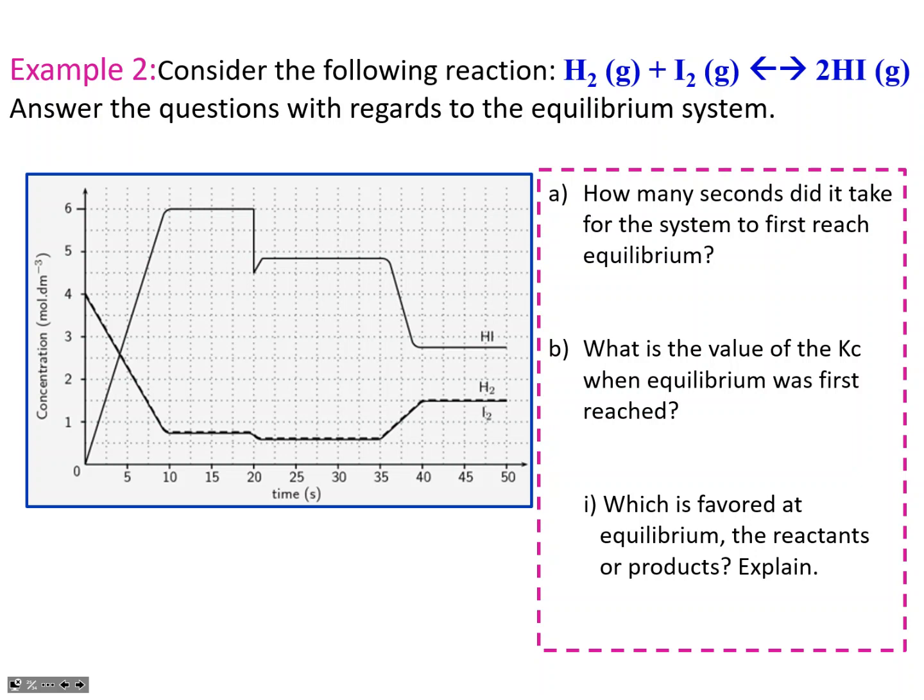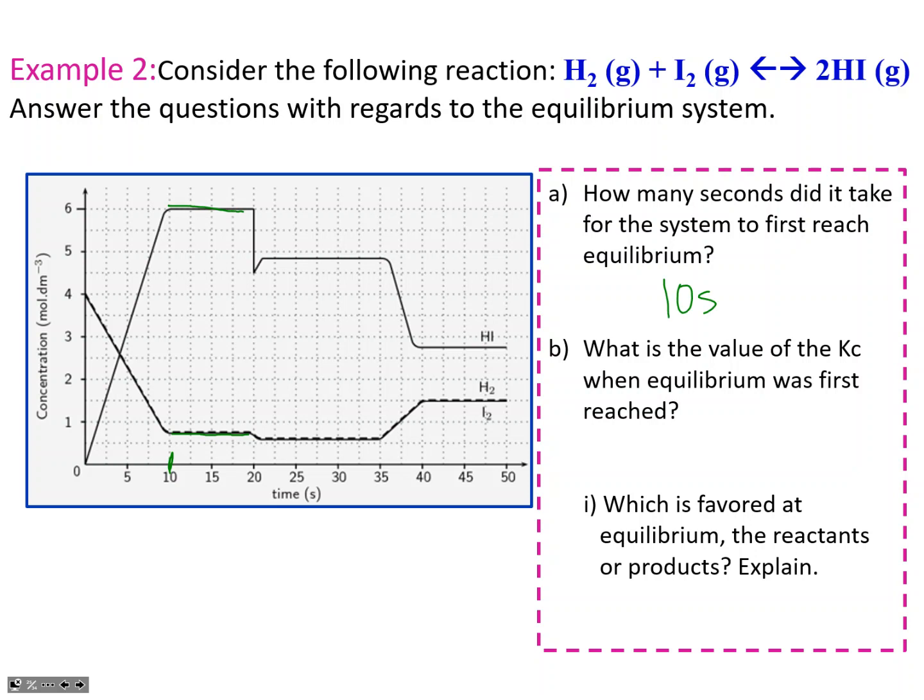How many seconds did it take for the system to first reach equilibrium? About 10, yes, that's where we see it start to level off and remain constant. Now, they could also ask this question in the graph. They could ask it in the particle diagram as you saw in the problem set, but they could also give you a table of values where it starts remaining constant. That's where equilibrium begins. All right, so about 10 seconds here.